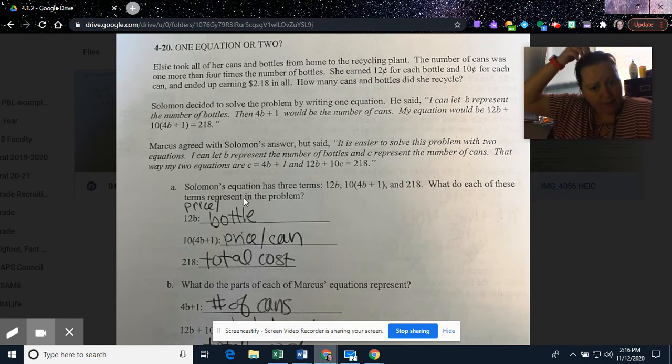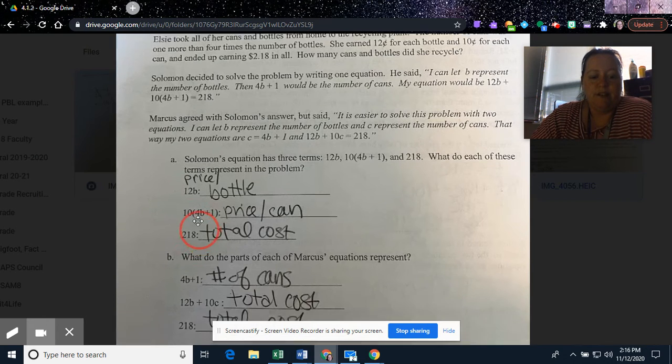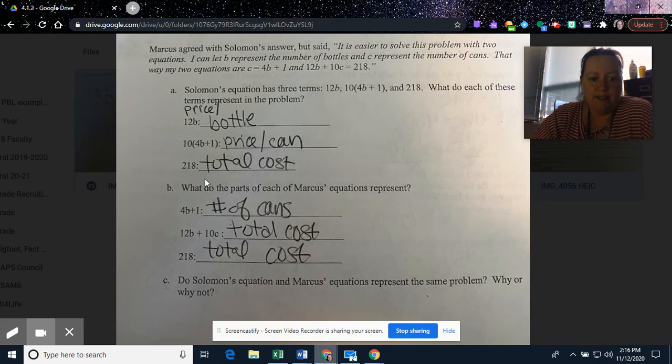So Solomon's equation had three terms, 12B, 10 times 4B plus 1, and 218. What do each of these represent? The 12B represented the price per bottle. And then 10 times 4B plus 1 would be the price per can, because the cans said up here the number of cans was one more than 4 times the number of bottles. So for can, it would be 4B plus 1. And so then 218 would be the total cost.